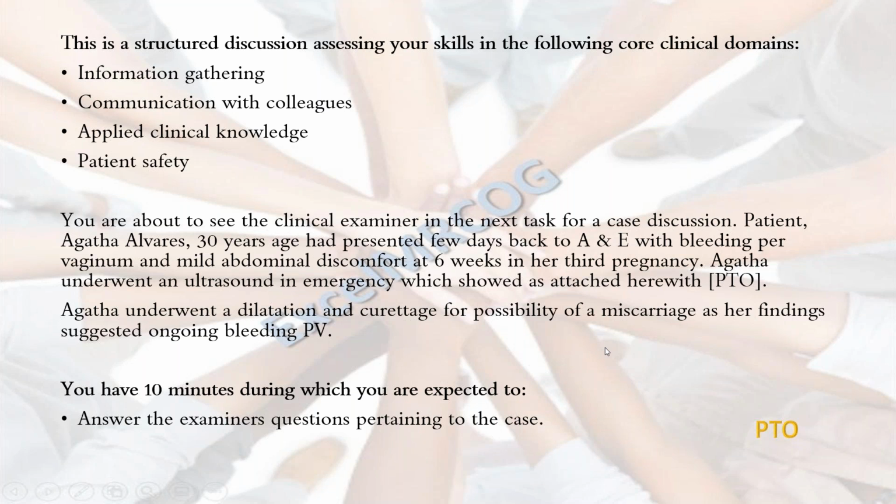Coming to the station, it says that she's a 30-year-old who has come to A&E with abdominal discomfort and bleeding, and it was thought that it was a miscarriage with bleeding. So a DNC was done, and the ultrasound is attached. Whenever there is a first trimester mishap or bleeding in first trimester, always keep these two diagnoses at the back of your mind: ectopic pregnancy and molar pregnancy, in addition to miscarriage. You can rule those out as you go through the station.